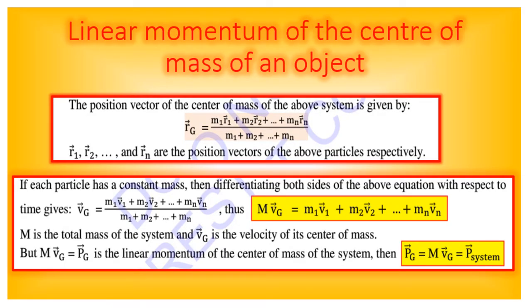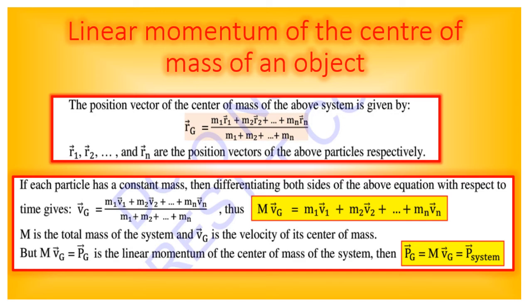Linear momentum of the center of mass of an object. First, as we all know, the position vector of the center of mass of a system is given by rg equals m1 r1 plus m2 r2 plus etc. plus mn rn, all divided by the total mass of the system.